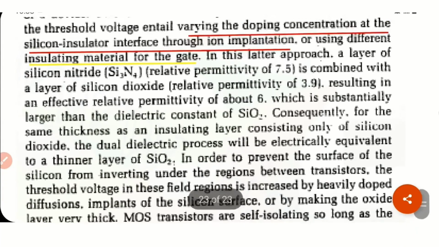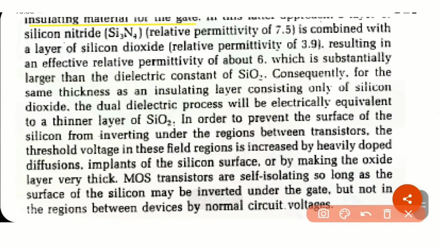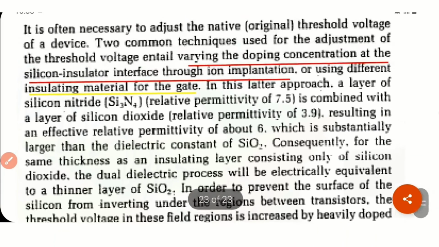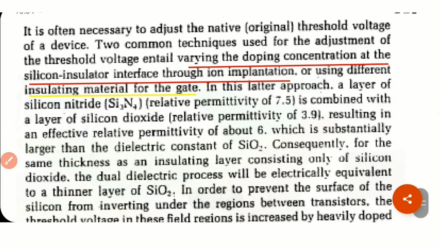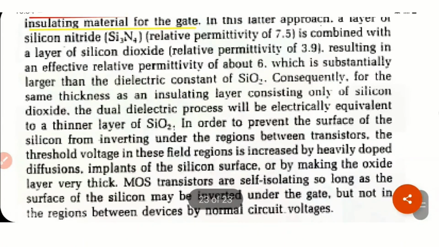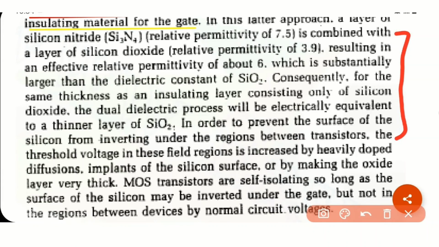So this is related to how this thing can be done. We have illustrated two things. With the variation of any of these two, we have listed these two things, the doping concentrations and the material. So here we have highlighted how the material can be varied.